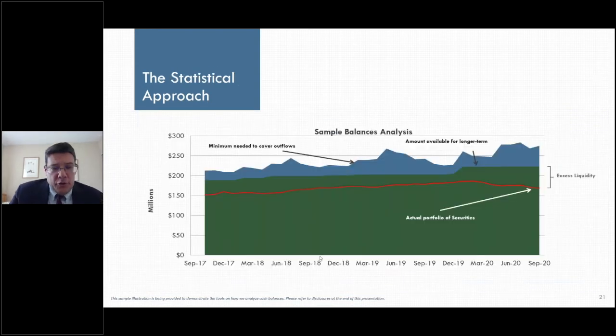Here's another approach. This might be more useful in situations where you have a lot of unknowns into the future, but you can generally rely on the past patterns of your investment program and your inflows and outflows to determine what the future might look like. Think county treasuries. Treasury tax collectors may be doing some version of this. Especially in a county setting, they know their inflows and outflows, and they're very seasonal.